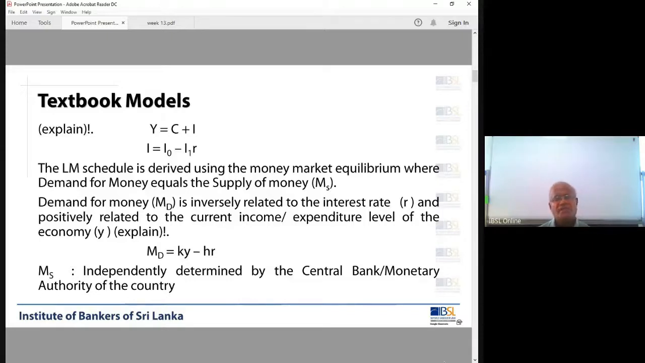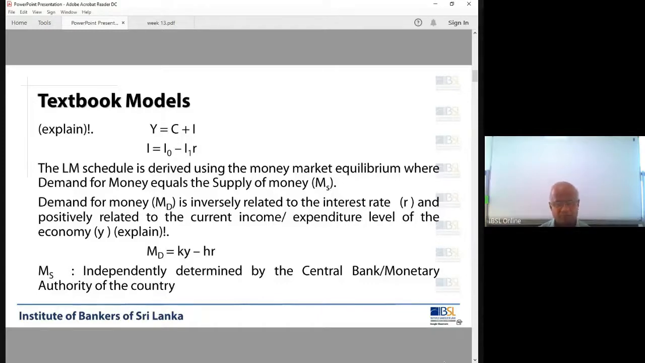I naught is a constant, I1 is a constant, R is the interest rate. The minus sign indicates there is a negative relationship between interest rate and investment. When the interest rate increases, investment goes down. Now we discuss why it is so: cost of funds. So I want you to take down this relationship. The explanation is important: why there is a negative relationship between investment and interest rate. Number two, demand for money. That is the IS curve basically. The demand for money is inversely related to the interest rate and positively related to the current income or expenditure level, right?